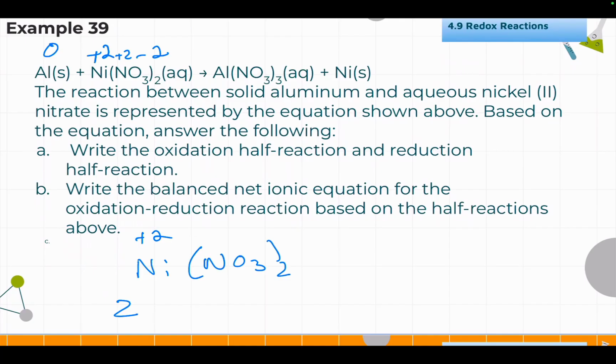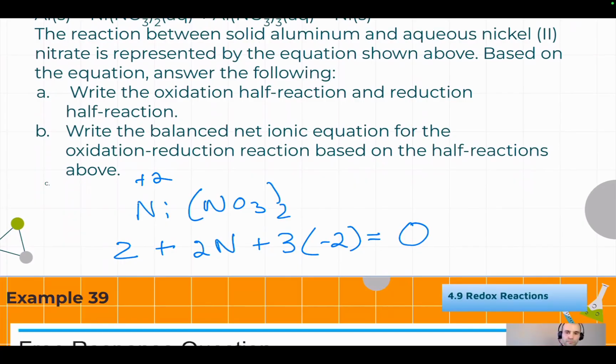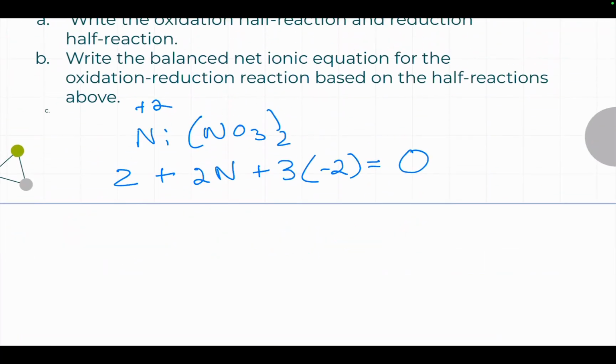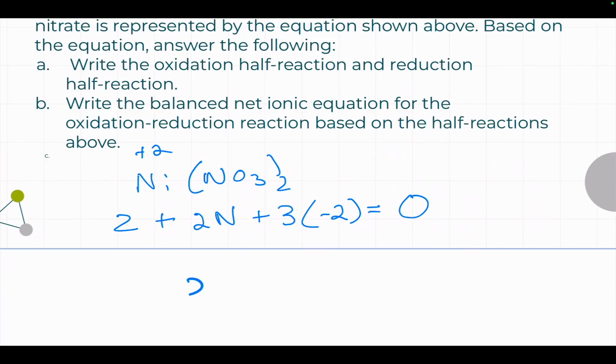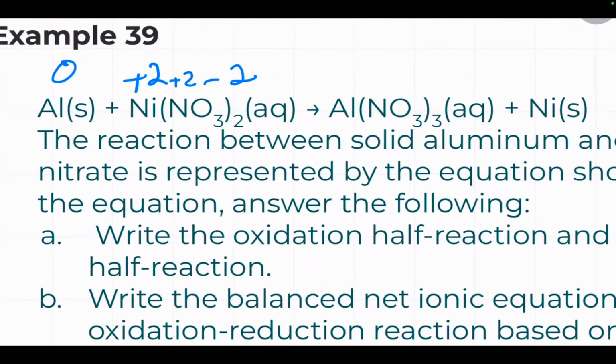So 2 plus 2 nitrogens plus 3 oxygens. And overall, this is going to add up to 0. So 2n minus 6, so minus 4 is 0. So n would be plus 2. So I was right. But that is kind of from a previous lesson, just determining oxidation numbers.